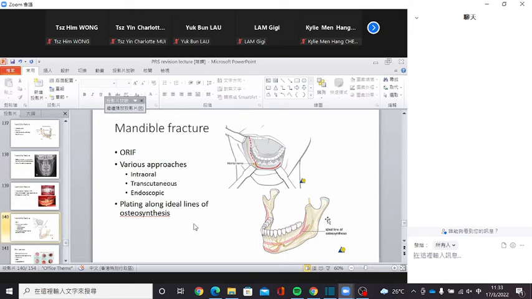So I think these are the things you need to know about facial fracture at MBChB level. So any further questions? If there are no further questions, the revision lecture will end here.